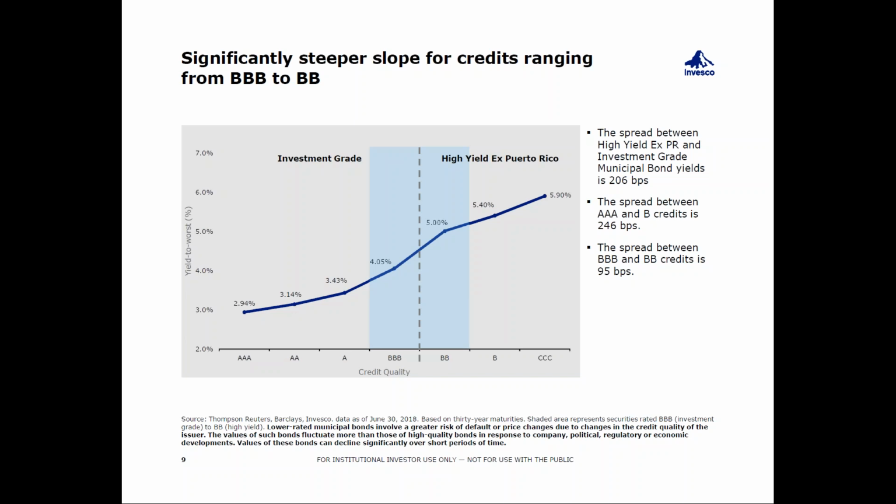And so, what we're finding right now is that 95 basis point yield gain that you can get going from the BBB to the BB is really what we're looking to capture and what we've been able to capture in both of our high yield products.